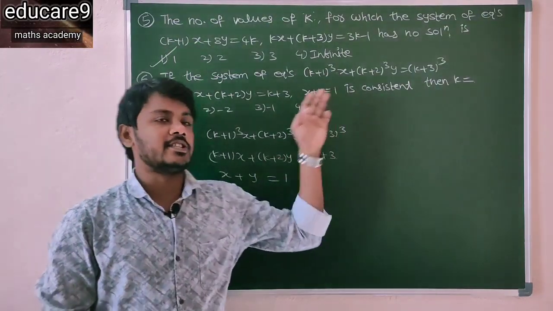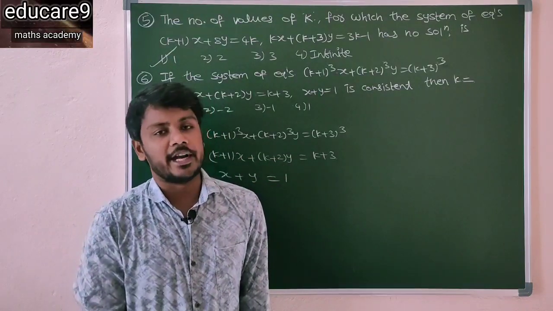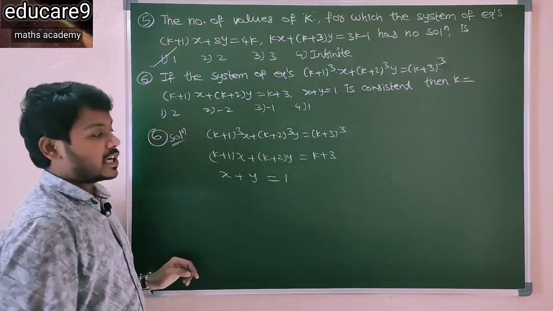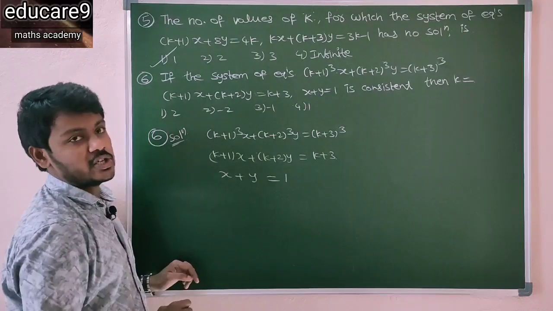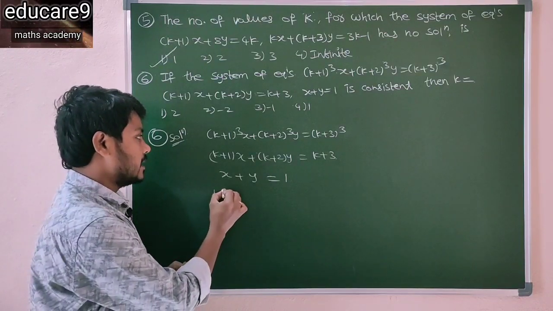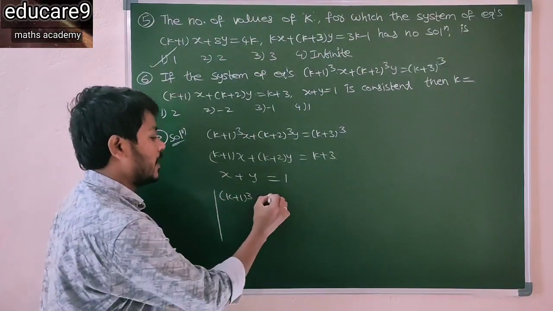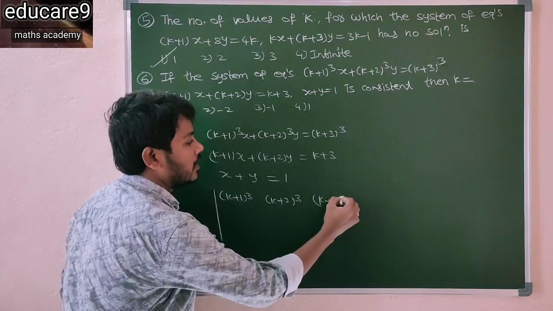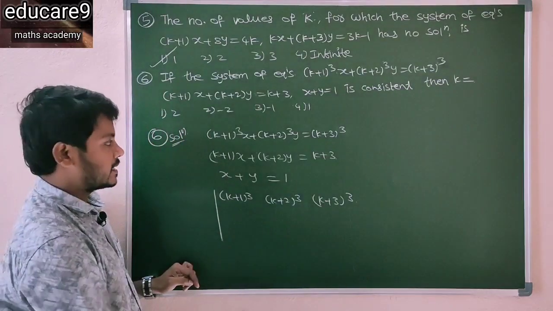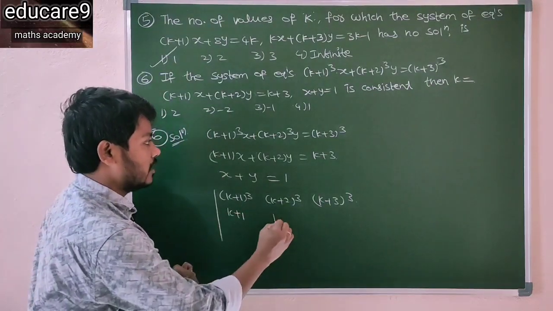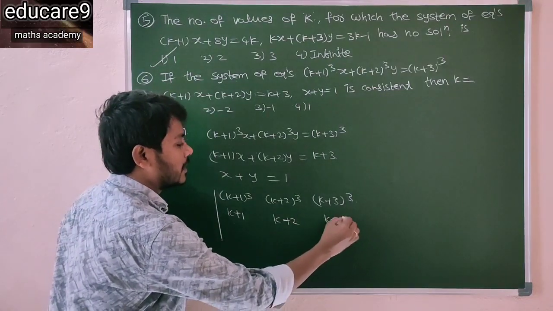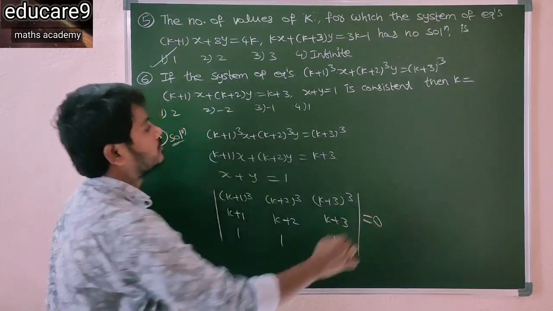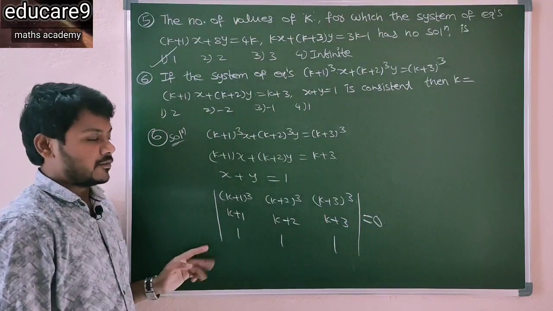The system of equations is consistent. Then find the value of k. So these are the given system of equations. It is consistent means determinant is 0. So that is (k+1) whole cube, (k+2) whole cube, (k+3) whole cube. Next, k+1, k+2, k+3. So next 1, 1, 1 is equal to 0. So see the option verification.